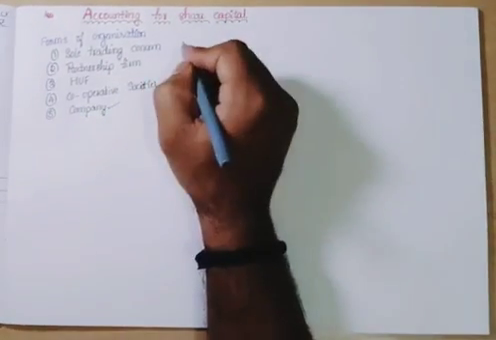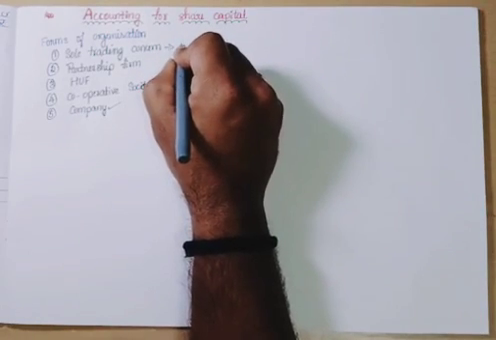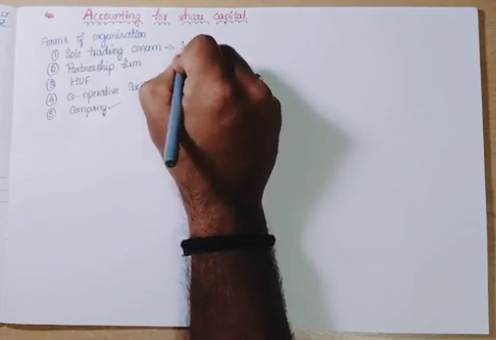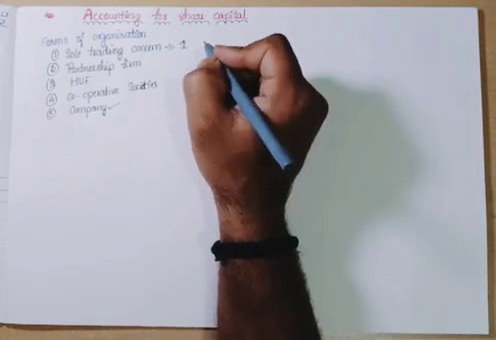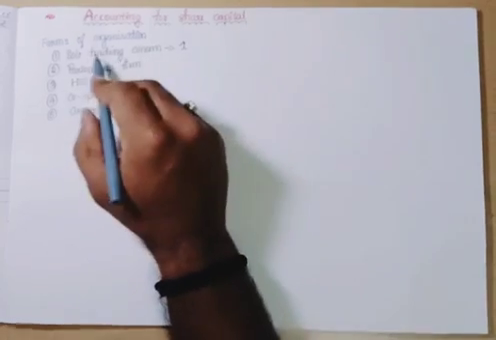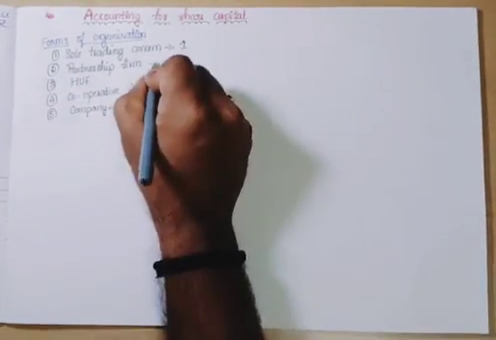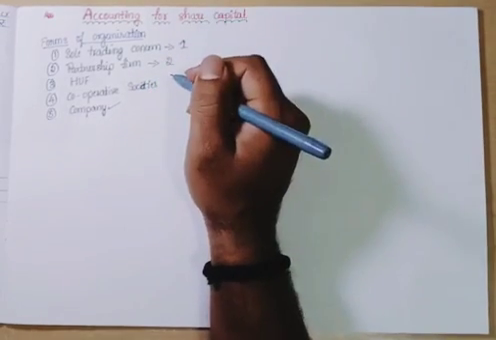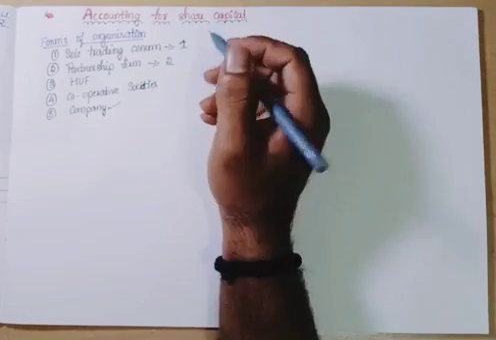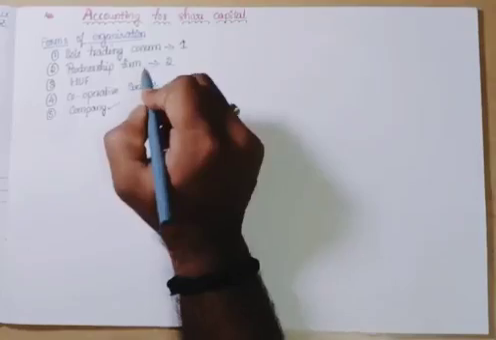Sole trading concern is nothing but where one person will be managing the business, which means it is a single owner business. One person is investing the amount, starting the business, sharing profit and losses, managing everything. That kind of business is called a sole trading concern. And if there are two or more people, we call them partners. They manage the business, invest the amount and share profit and losses, then it is called a partnership firm.